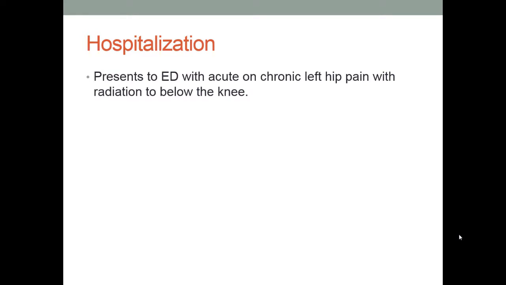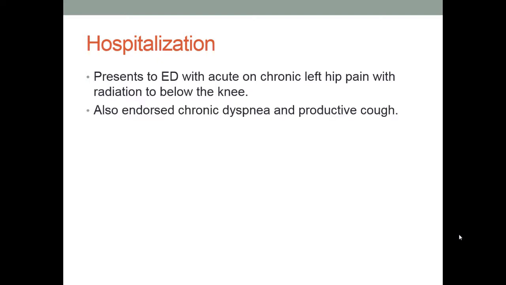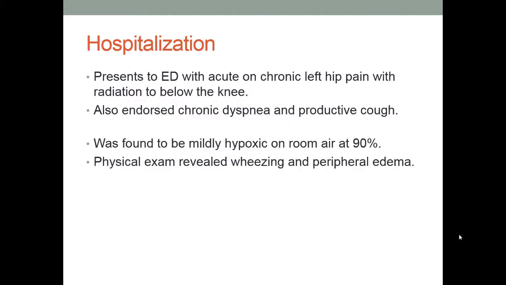So you wanted to see the patient a month later, but he actually presented to the ER. He went to the ER with left hip pain, radiating to below the knee. He has chronic hip pain, and this worsened when he was out bowling a couple nights before. While he was in the ER, he also mentioned to the ER physician that he has chronic shortness of breath. He has this productive cough that just doesn't seem to go away.